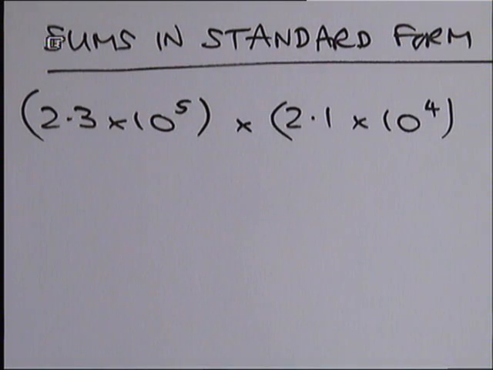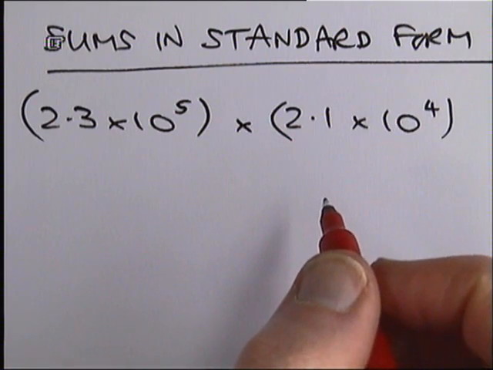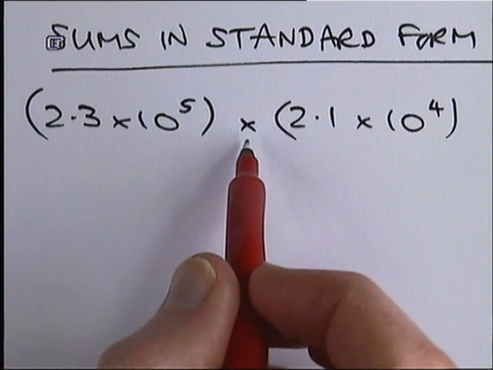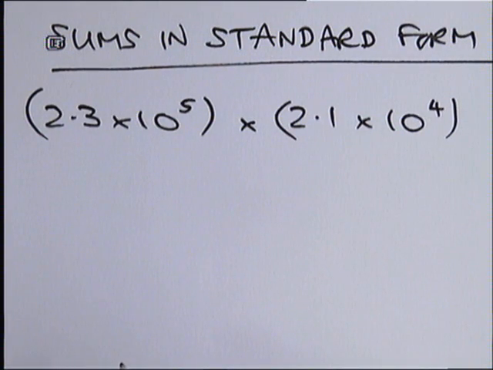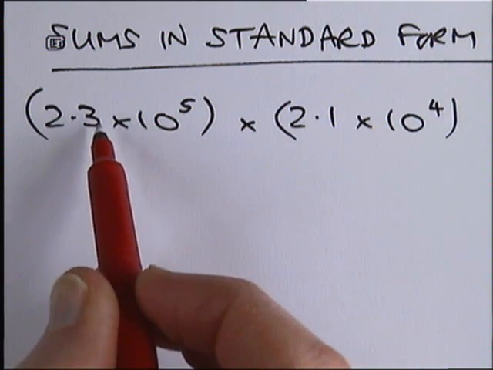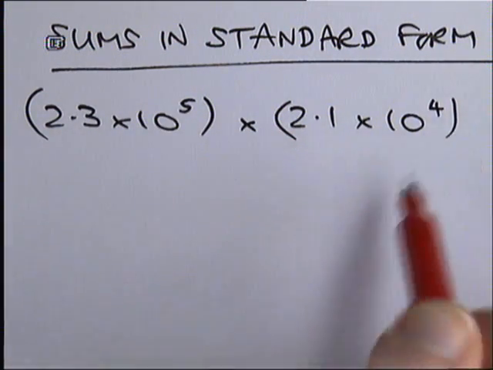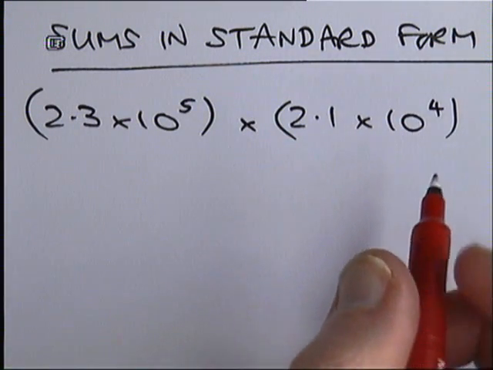In this video we're going to look at how to do sums in standard form, or sums with numbers that are in standard form. There's an example for you here. You may have to do a multiplying sum with two numbers which are both in standard form. So I've got 2.3 times 10 to the power of 5 times 2.1 times 10 to the power of 4. And we're going to do this without a calculator.